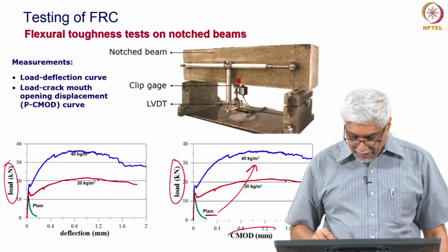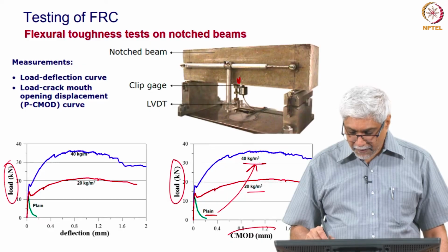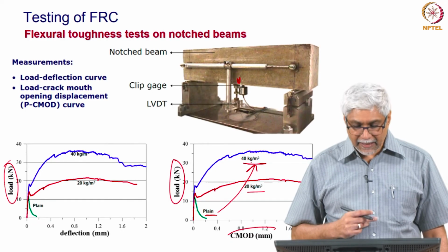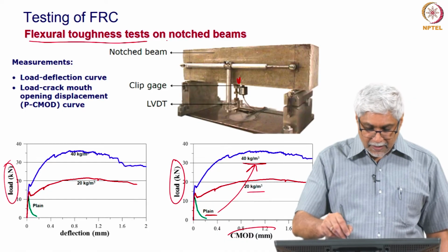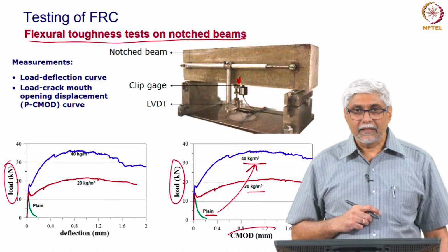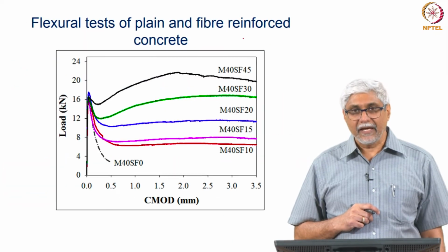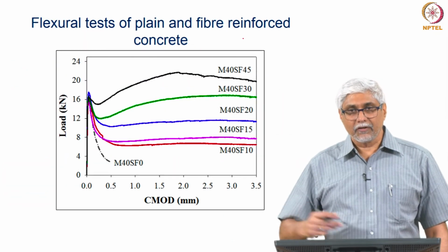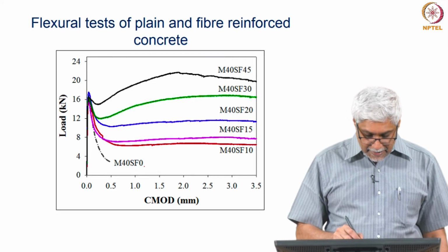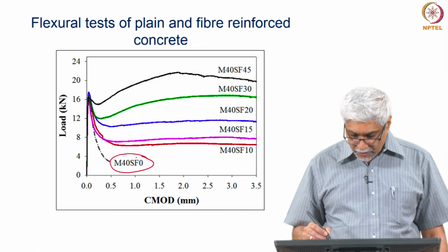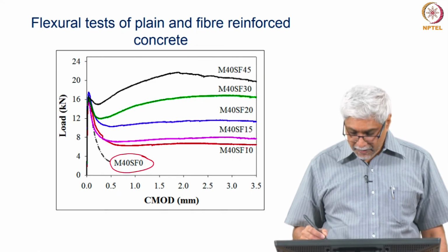And again you see the influence of adding fibers. This is the plain concrete, 20 kilograms of fibers and 40 kilograms of fibers, and this is a way of defining the flexural toughness. So, these are tests also done in closed loop servo hydraulic testing systems, and this is the behavior that you would get with a lot of tests. This is an M40 concrete with no fibers. This is from the thesis of Sujata Jose, who will also be showing you some of her tests.